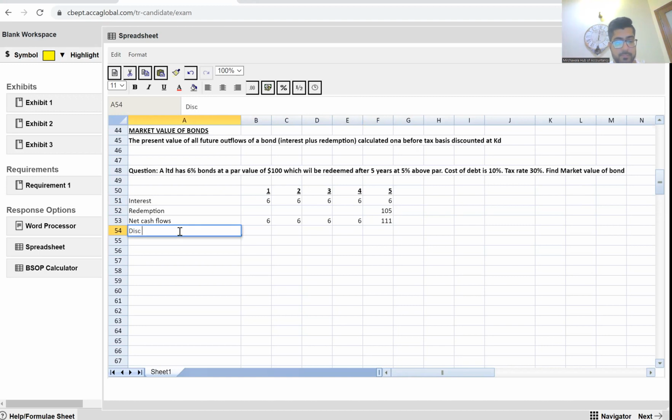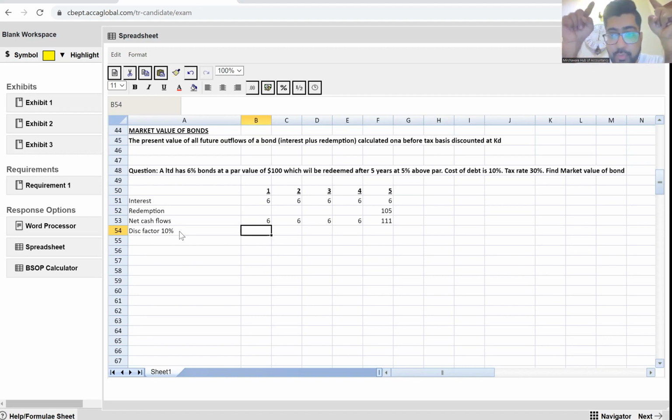Discount factor is KD. What is KD? 10%. No tax impact. Take directly 10%. Remember, this is a mistake FM, F9, financial management students as well as AFM, advanced financial management students make. The cost of debt KD you computed is after tax. But market value of bond is before tax. Don't mix it. So discount factor is 10%.